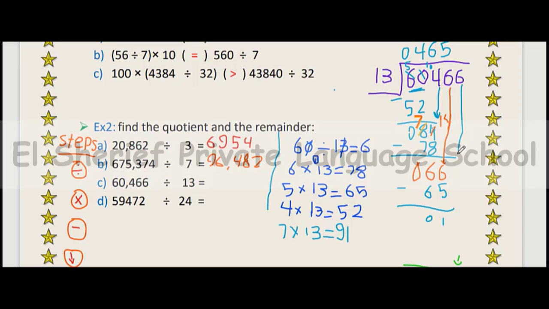The next step, down 6 beside 1, so we get 16. What is the number nearest to it? 1 times 13 equal 13, but 2 times 13 equal 26, so we choose 1 and write 1 in the quotient, and minus. 6 minus 3 equal 3.